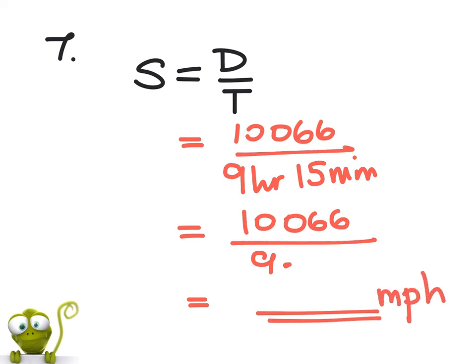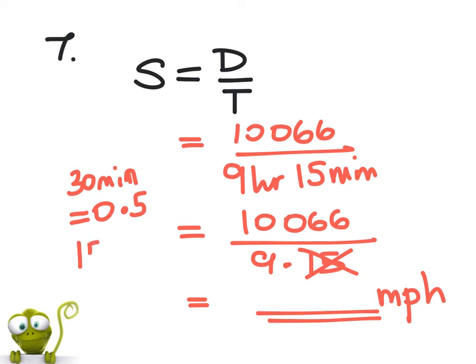Do not put 9.15, that is wrong. You find out what's got to go in there. How do you do that? I hear some people asking. Well, we know that 30 minutes is equal to half an hour, and half an hour would be 0.5. So you should know what to put in for 15 minutes.